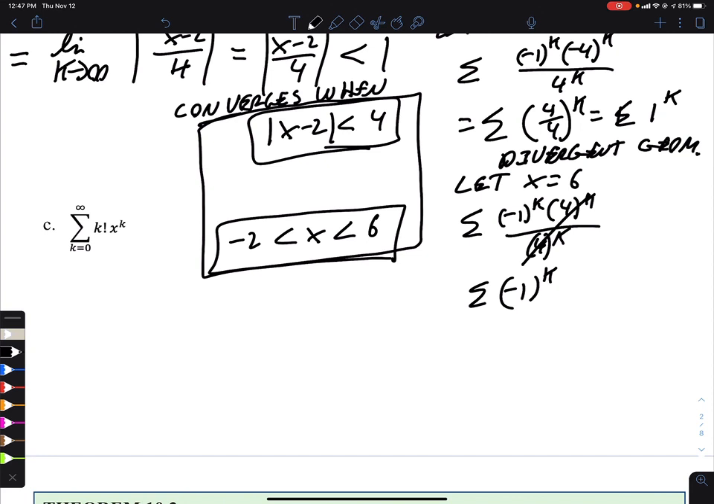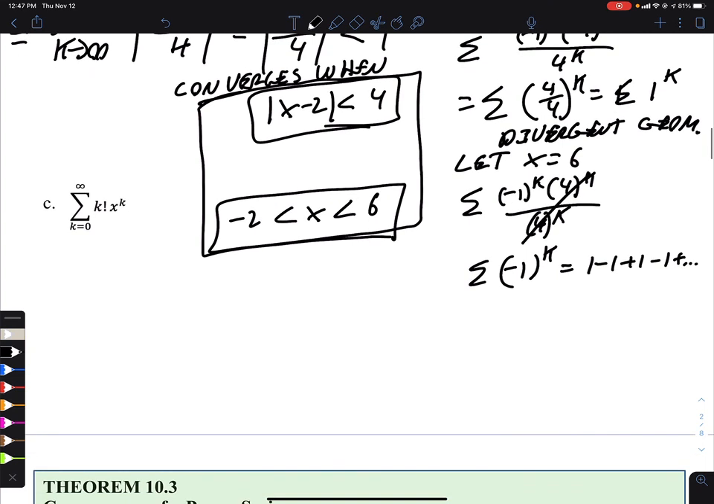Now, if you add those forever, think about it. You're going to get 1 minus 1 plus 1 minus 1, on and on and on. Is that going to approach a single number? It's not. It's going to bounce back and forth between a couple numbers. Therefore, in this case, that's divergent also. So both at negative 2 and negative 6, it's divergent. So this is divergent.